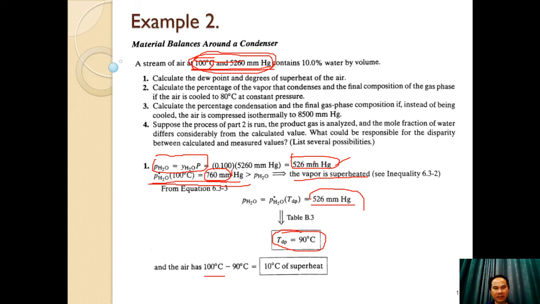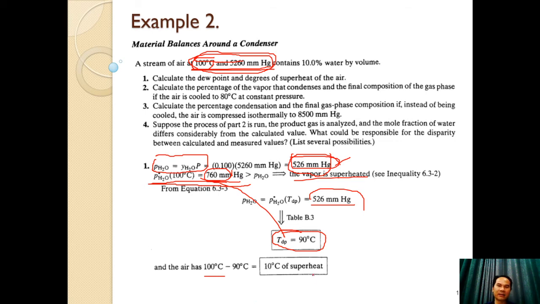526. This means the dew point is at 90 degrees Celsius. That's right, it's at 100. Vapor pressure greater than partial pressure means superheat. And then when it drops to the liquid, you can open the table and use the partial pressure, which is the vapor pressure. Is it 90? The difference is 10.